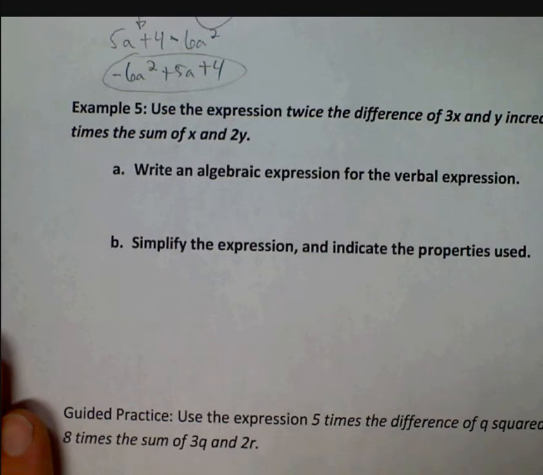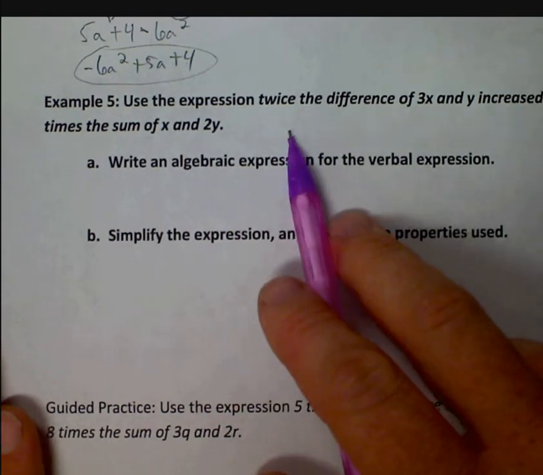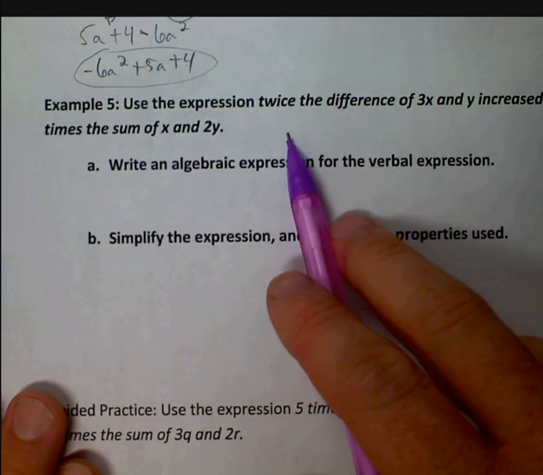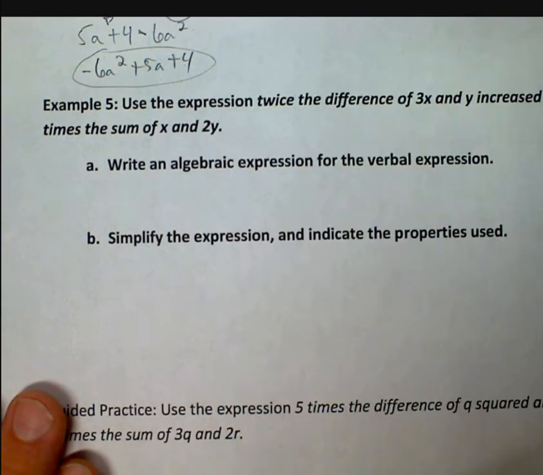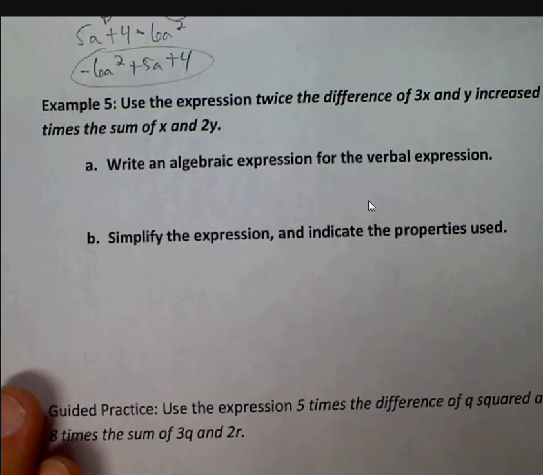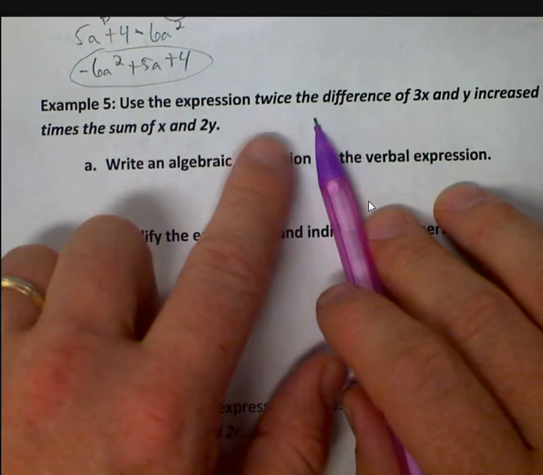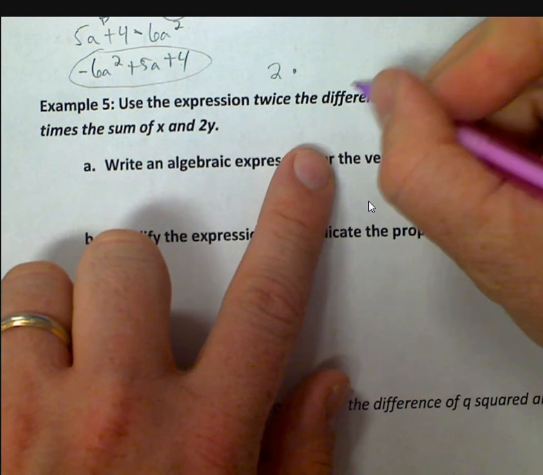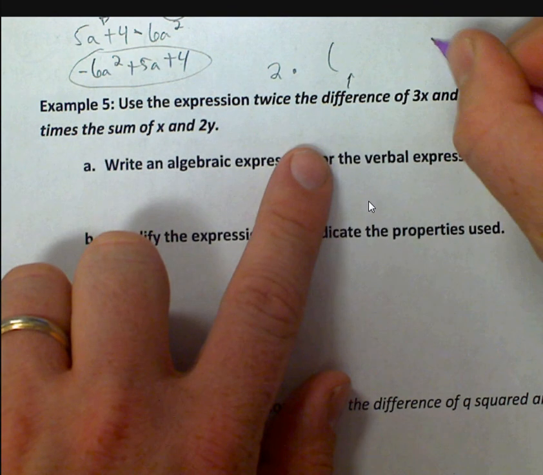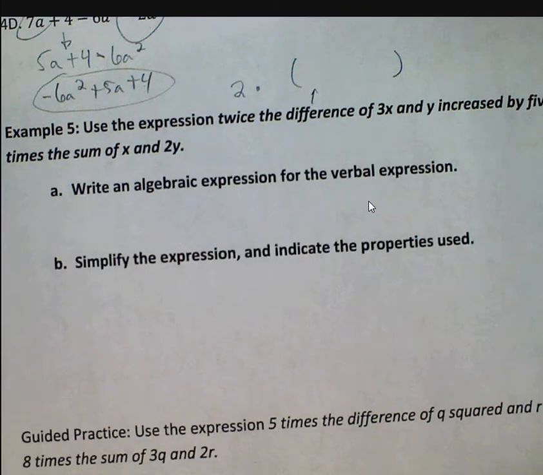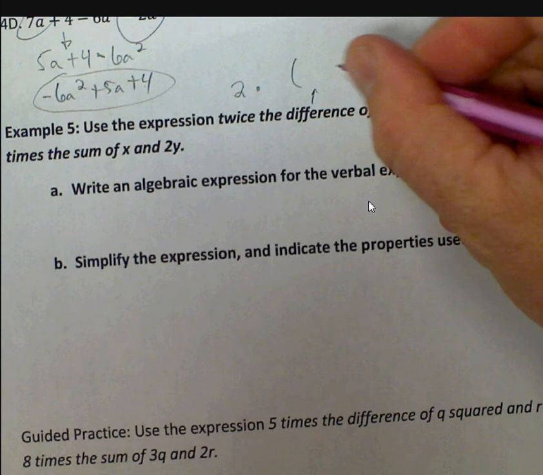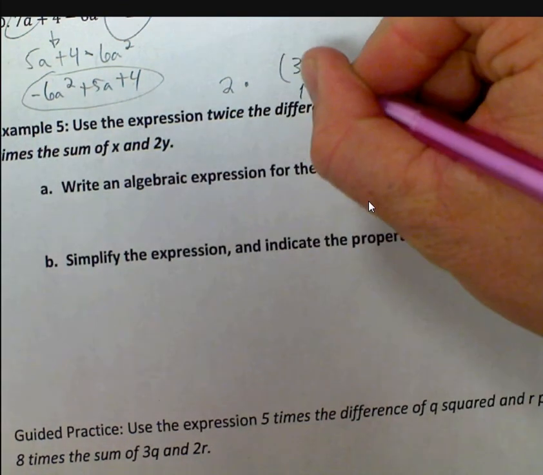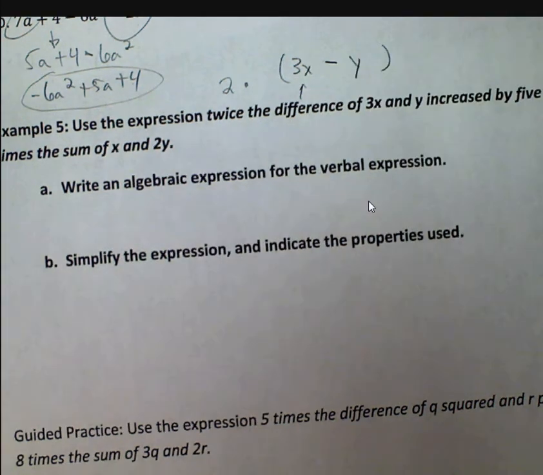On example 5, it says use the expression twice the difference of 3x and y increased by 5 times the sum of x and y. So let's go ahead and look at this. Use the expression twice the difference. Twice means multiply by 2. Difference means I need parentheses. Like I taught you, difference means to subtract with parentheses. Difference of 3x and y.